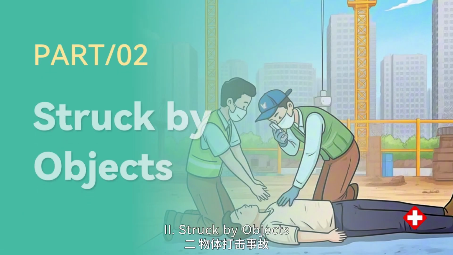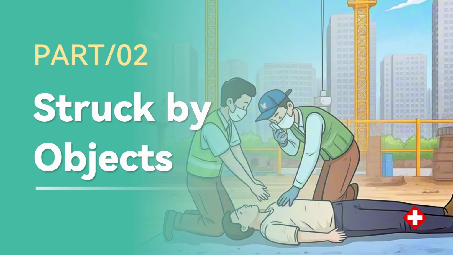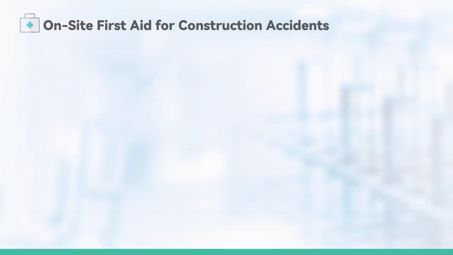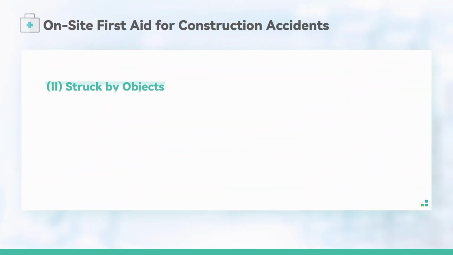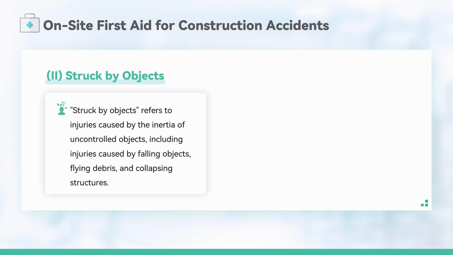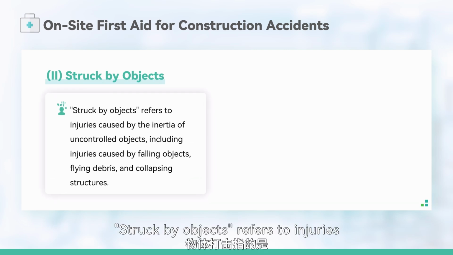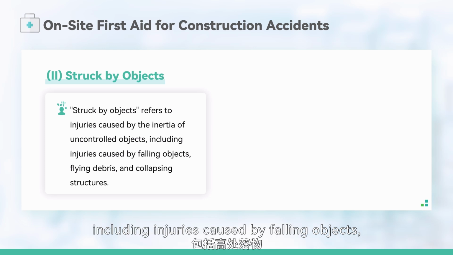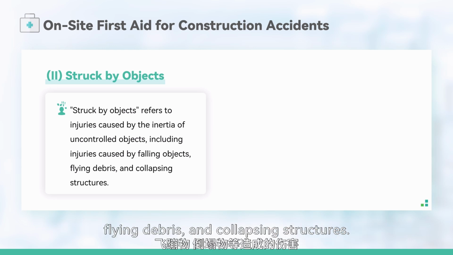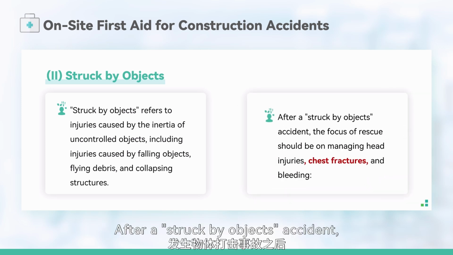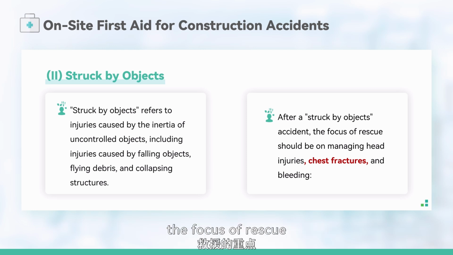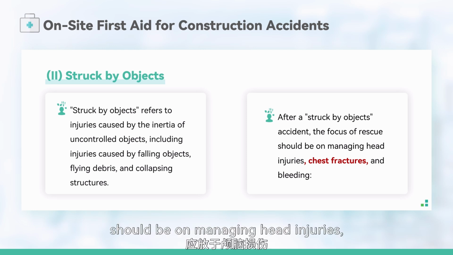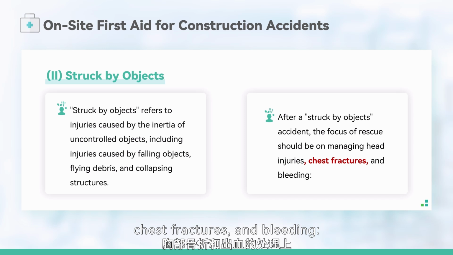2. Struck by objects. Struck by objects refers to injuries caused by the inertia of uncontrolled objects, including injuries caused by falling objects, flying debris, and collapsing structures. After a struck by objects accident, the focus of rescue should be on managing head injuries, chest fractures, and bleeding.